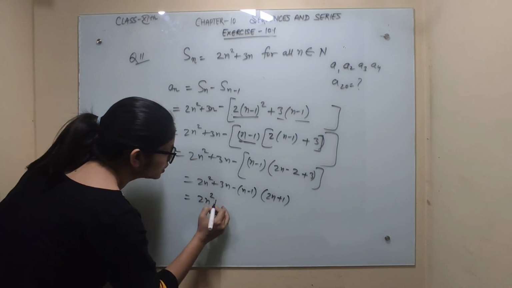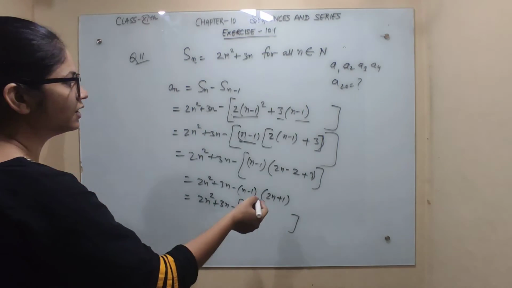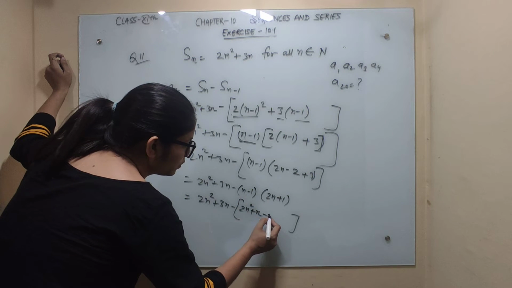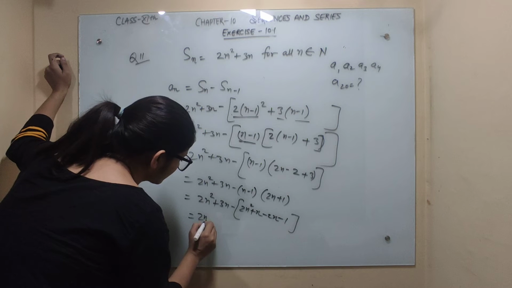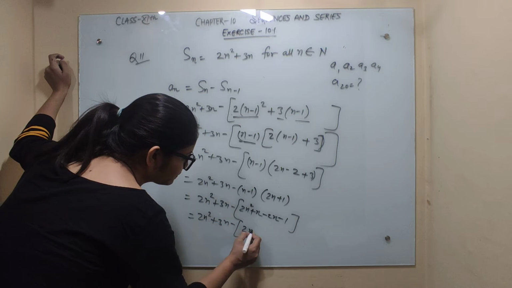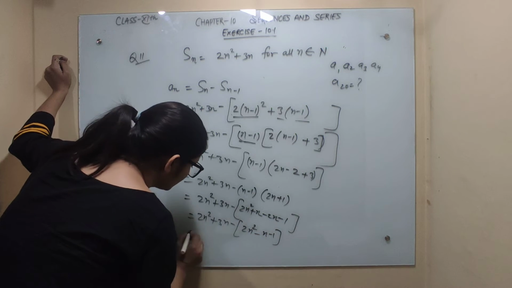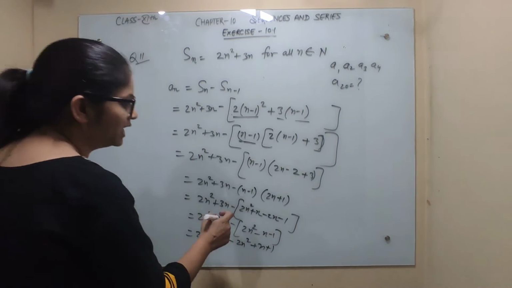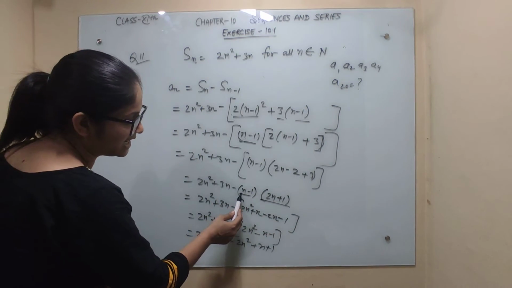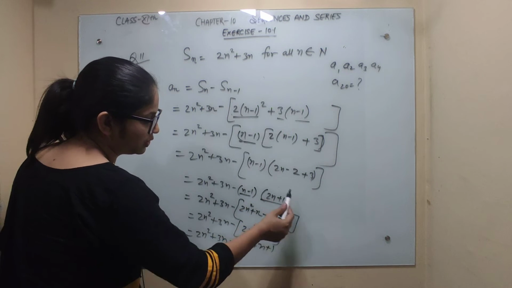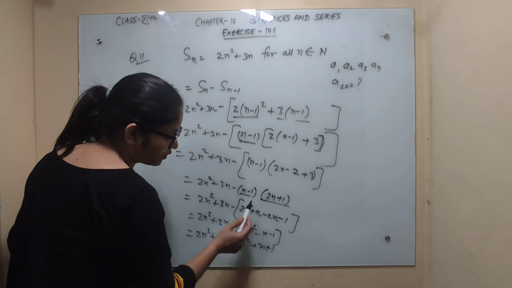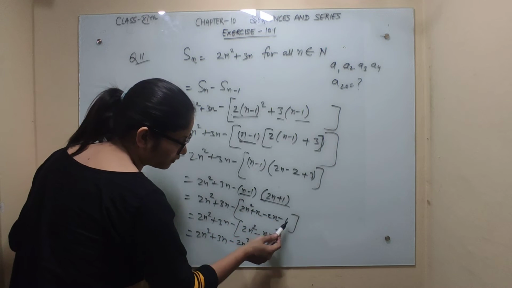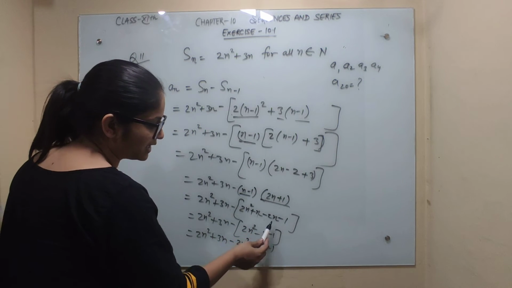Now you can solve it. Here n minus 1 into 2n plus 1 you have to multiply. First n I am multiplying with full 2n plus 1, then minus 1 I am multiplying with 2n plus 1. If I multiply n with 2n, I will get 2n square. n into plus 1, that is plus n. Minus 1 into 2n is minus 2n. Minus 1 into plus 1 is minus 1. So 2n square plus n minus 2n minus 1. So plus n minus 2n, that is minus n minus 1.